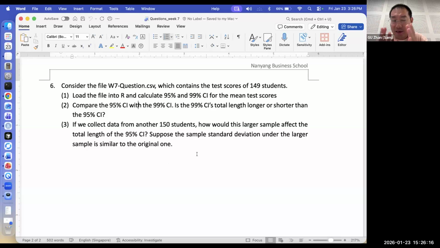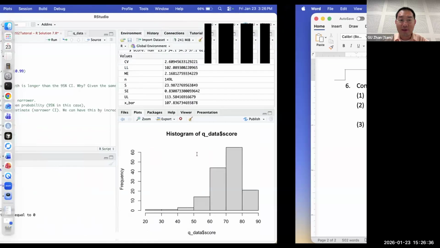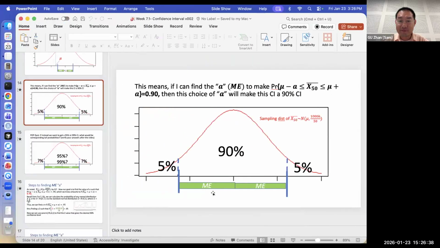Then your standard error gets smaller. Your critical value is unchanged, so your margin of error gets smaller. Your X bar plus or minus a smaller value, so the confidence interval range gets smaller. That's the recap: your margin of error gets smaller, and your confidence interval also gets smaller.